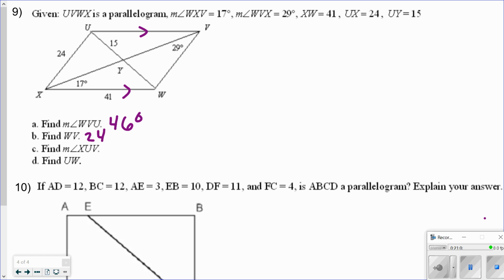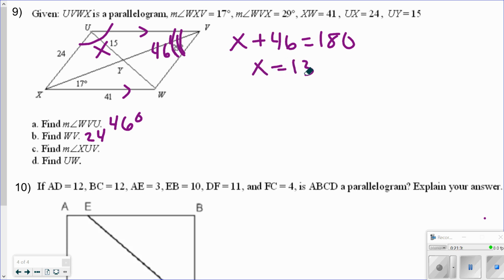Next, we are looking for angle XUV. So XUV is this entire angle measure right here. Well, we know that the consecutive angles in a parallelogram are supplementary. So we already figured out that this angle here is 46. So that means, and I'll just call it angle X, that if we add up angle X and angle 46, it needs to equal 180 degrees. So that means that X is going to equal 134. So we have 134 degrees for angle measure XUV.